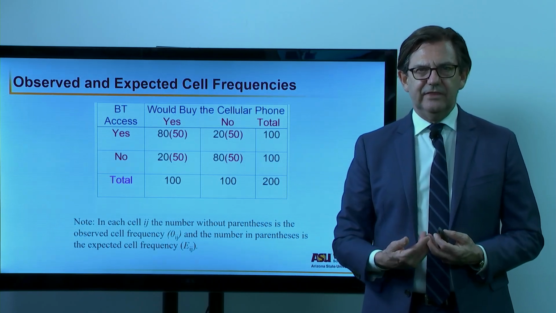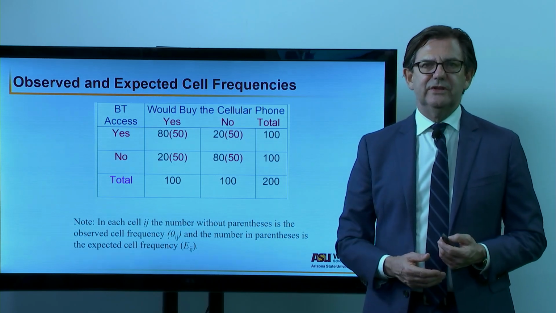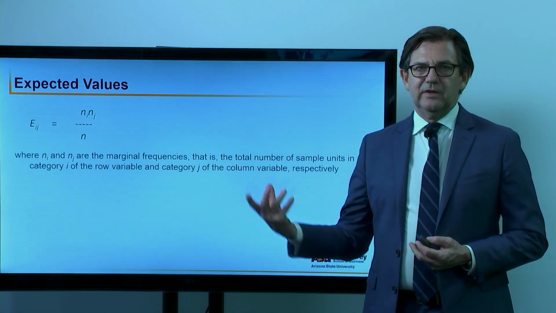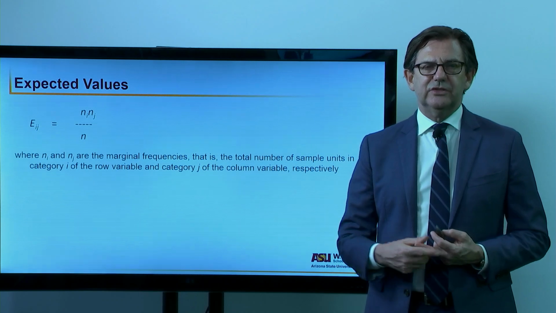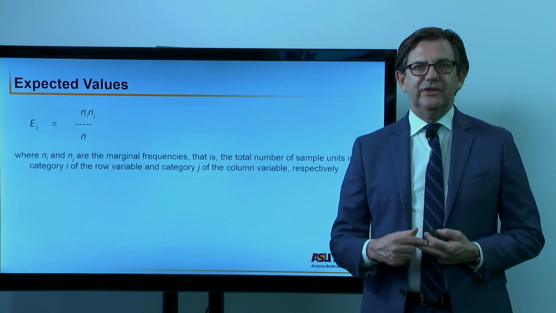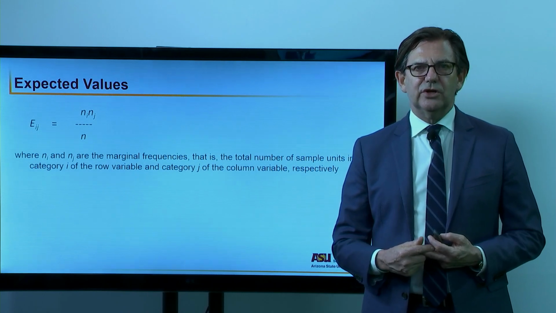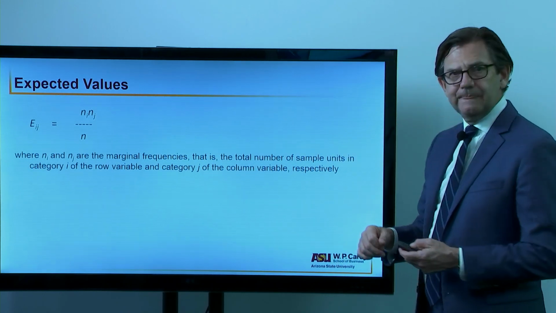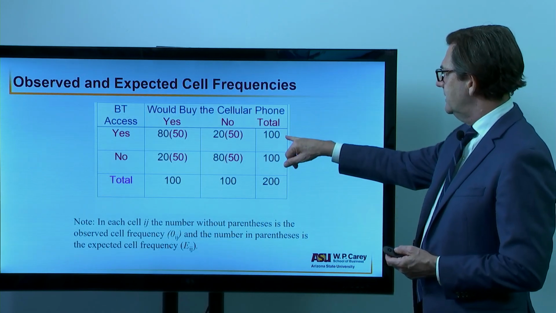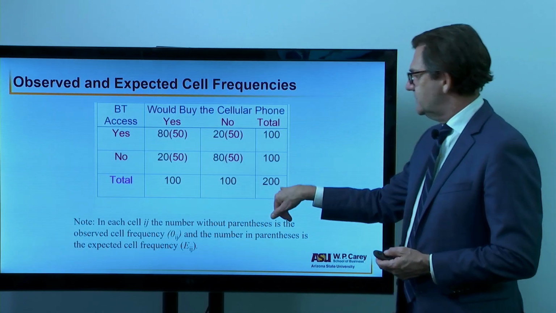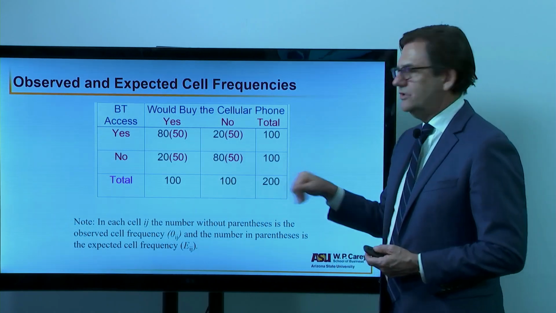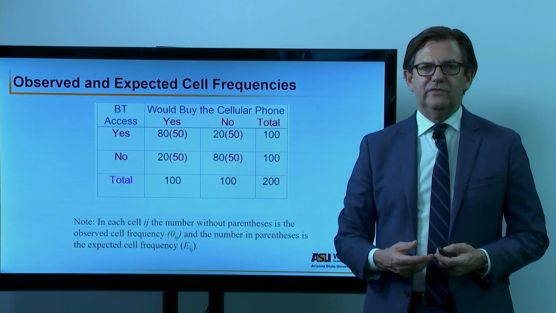And how did we actually get those numbers? Here's the formula that we're going to use. I have provided these slides for you so you can have a closer look. Basically it's a multiplication of the marginal frequencies divided by the total number. The marginal frequencies are here. I'll just pop this up for you again. Marginal frequencies, total number here. 100 multiplied by 100 divided by 200 gives you the number 50.